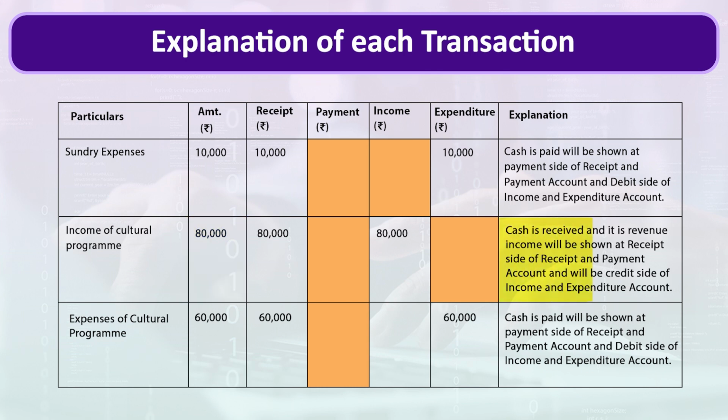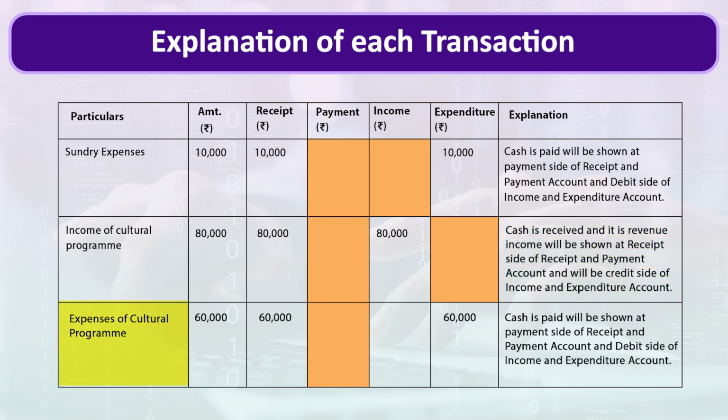Income of cultural program amounts to rupees 80,000. Cash is received and it is a revenue income. It will be shown at receipt side of receipt and payment account and will be credited to the credit side of income and expenditure account.